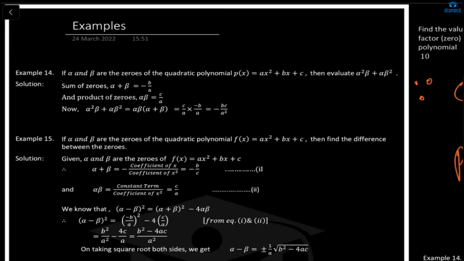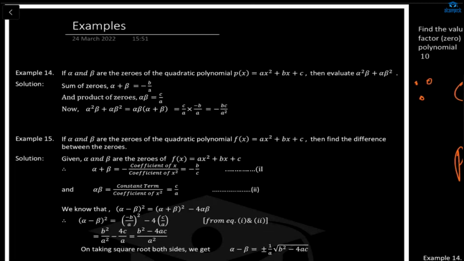Now you have to find the difference between the zeros, meaning alpha and beta are given. So from that, you know the polynomial also, so you can take out the sum of the zeros and the product of the zeros. Okay. And what you have to find out? The difference of the zeros. That is, you have to find out alpha minus beta. Everybody can do this. I'm giving you 5 minutes. From which question? Question number 15.